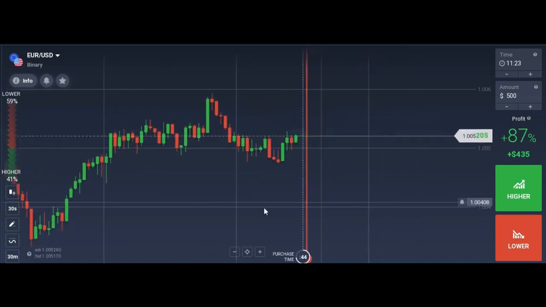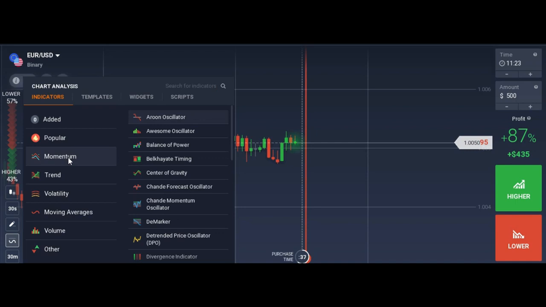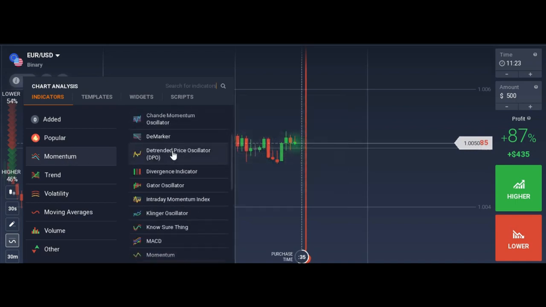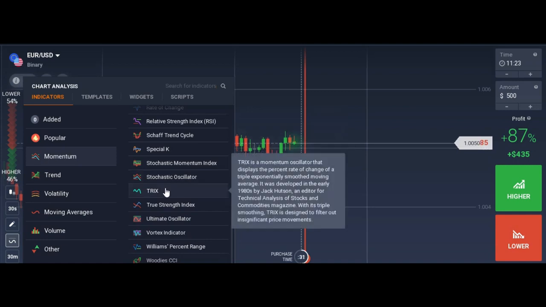Today I bring you a new binary options strategy that I have been using for a while and it's one of the best. For this strategy we will use the following indicators.